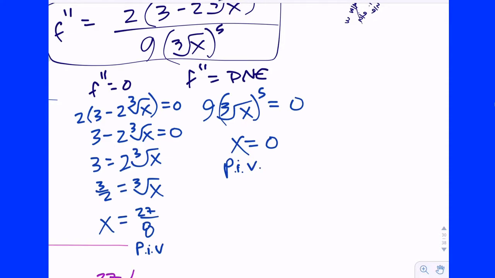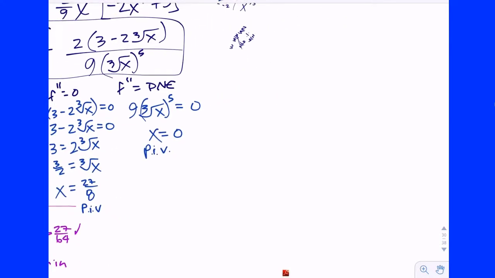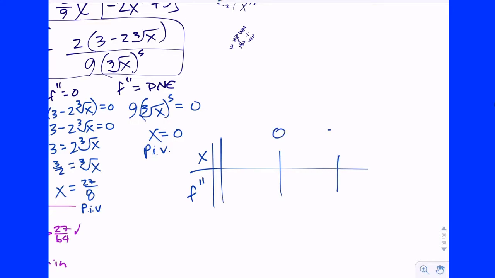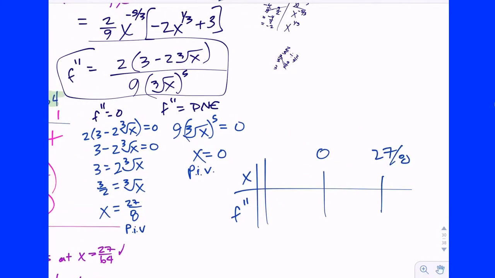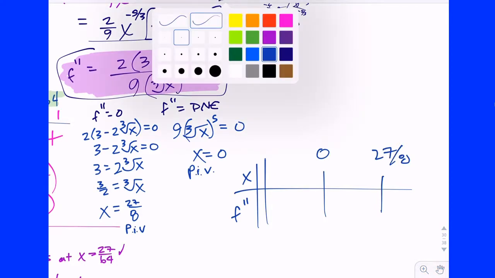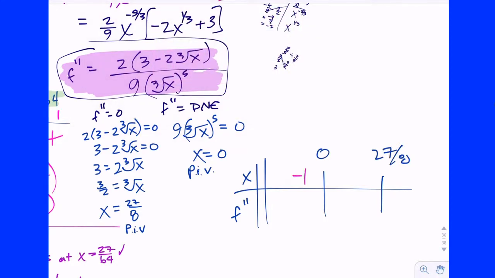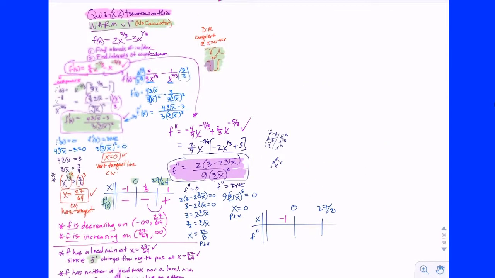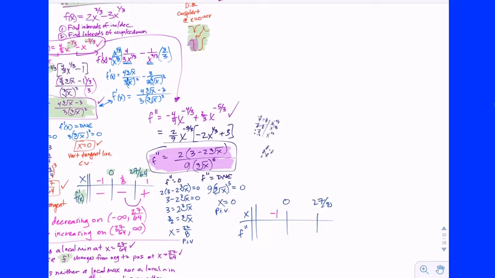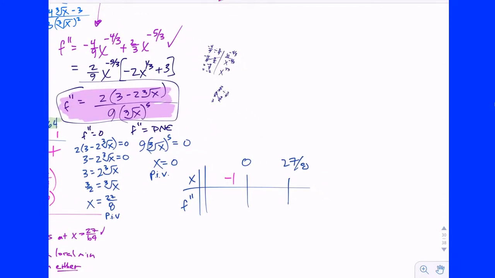What do we do with those numbers now to determine intervals of concavity? Do the number line chart. Okay, so here we go. We got x, and we got f double prime, and we got 0, and we got 27/8. Okay, so I'm going to be plugging it back in now to here. This is, again, the second verse to the same song. How about a -1 and something to the right of 27/8? That one's a little different, huh?